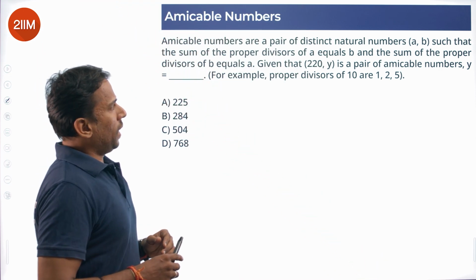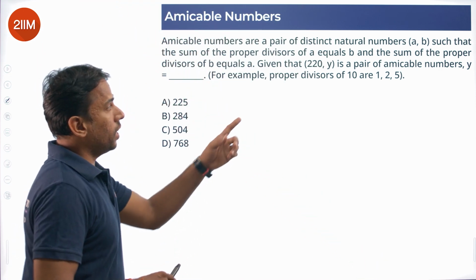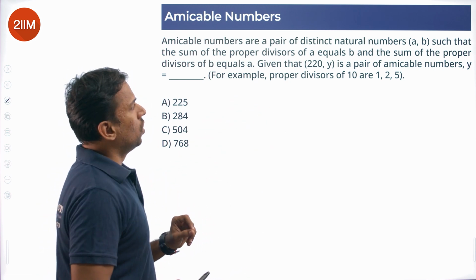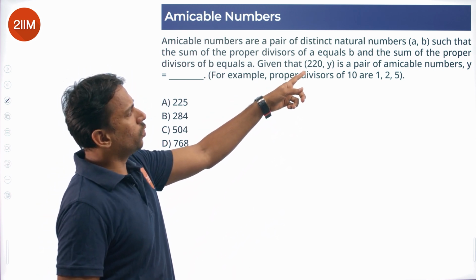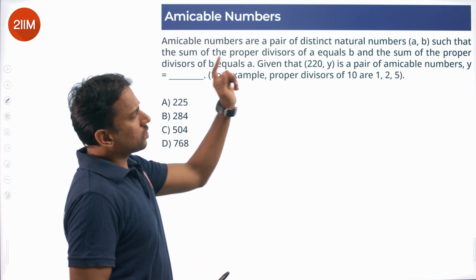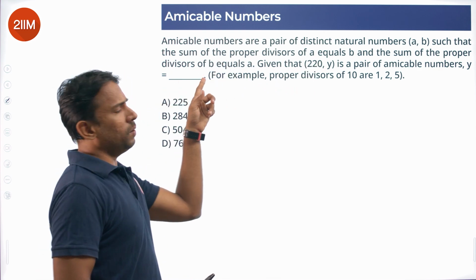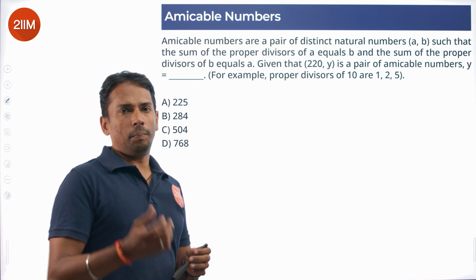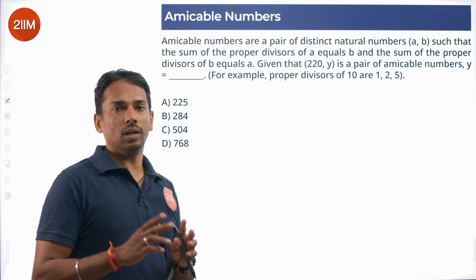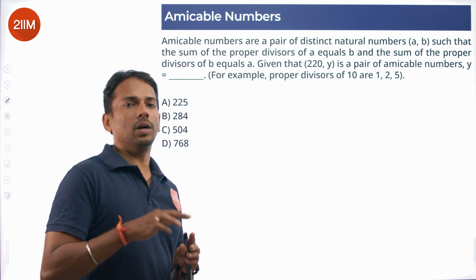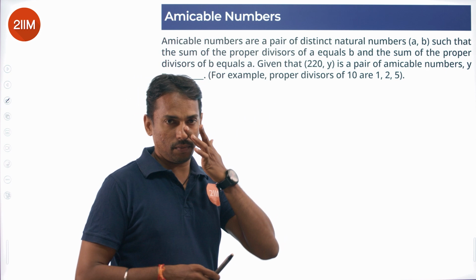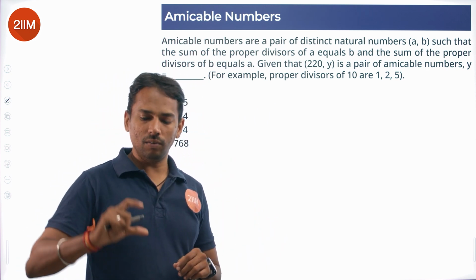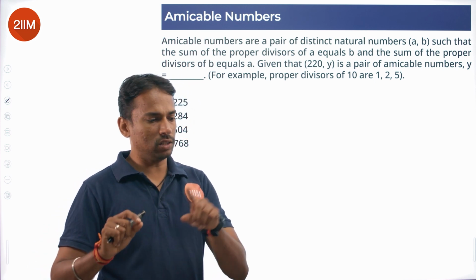Amicable numbers are a pair of distinct natural numbers A, comma B, such that the sum of the proper divisors of A is equal to B, and the sum of the proper divisors of B is equal to A. Interesting idea. So when do we call a pair of numbers A and B amicable numbers? They should be two distinct numbers, and they satisfy this condition: the first number's proper divisors, when you add everything, will be equal to the second number.